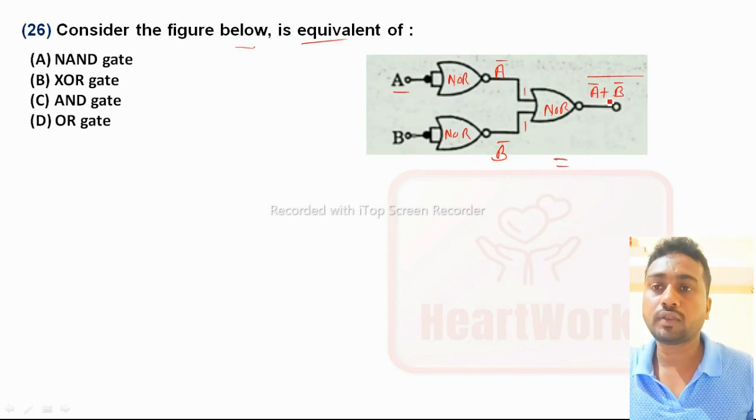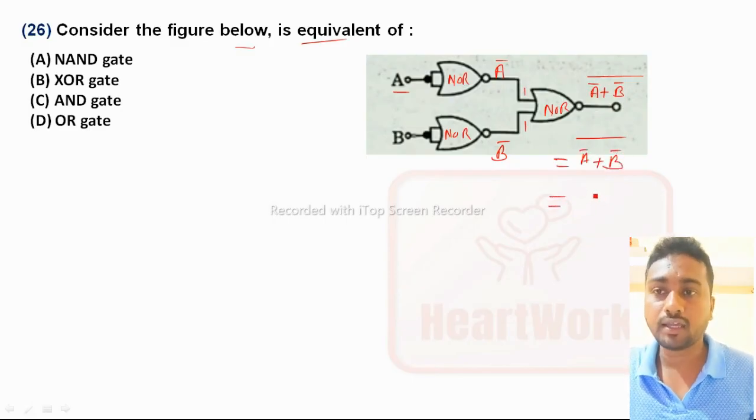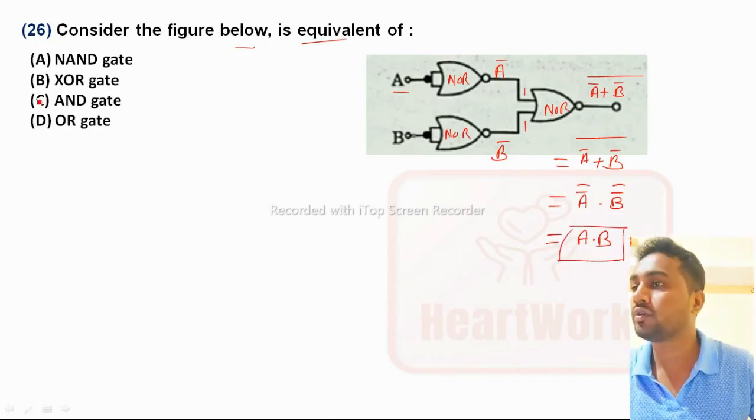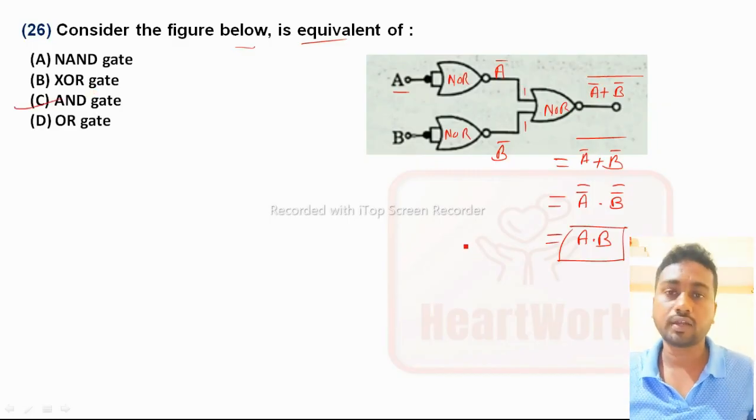Now if we solve this, A bar plus B bar whole bar, if we apply De Morgan's theorem, then it will come A double bar dot B double bar. And we can write this as A dot B. So this is an AND gate. So option C is the right answer.